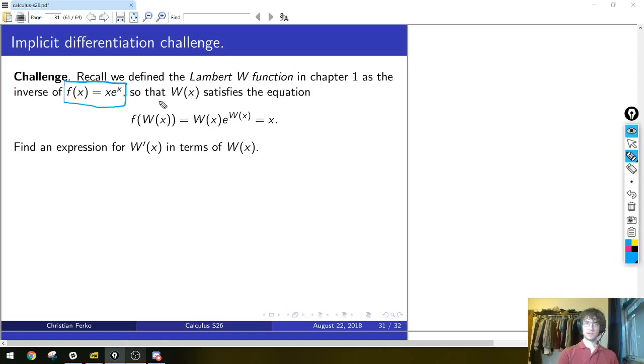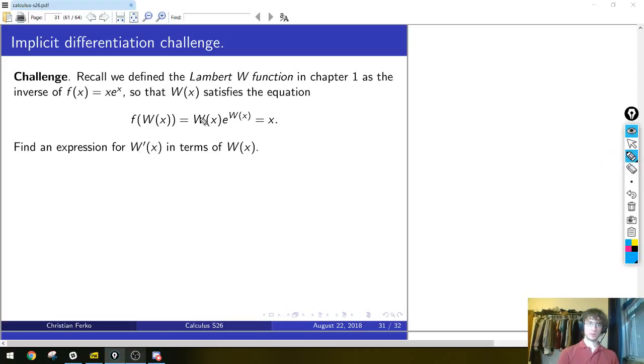And by the definition of inverse, if w is the inverse of f, it's supposed to be that if I take f of w of x, I'm supposed to get x back out, because that's what an inverse does for me. But if I just take this w of x and plug it into f, everywhere I see an x up here, I replace it with a w of x. That gives me w of x e to the w of x equals x. Good, so that's the definition.